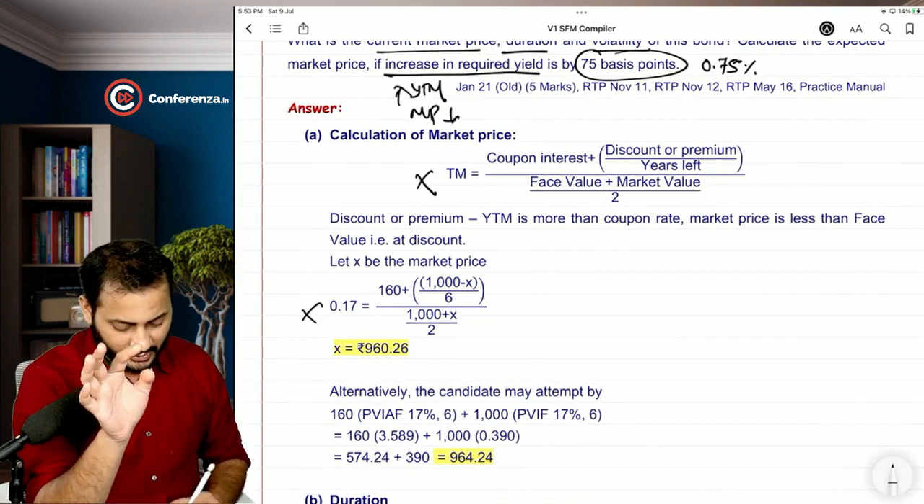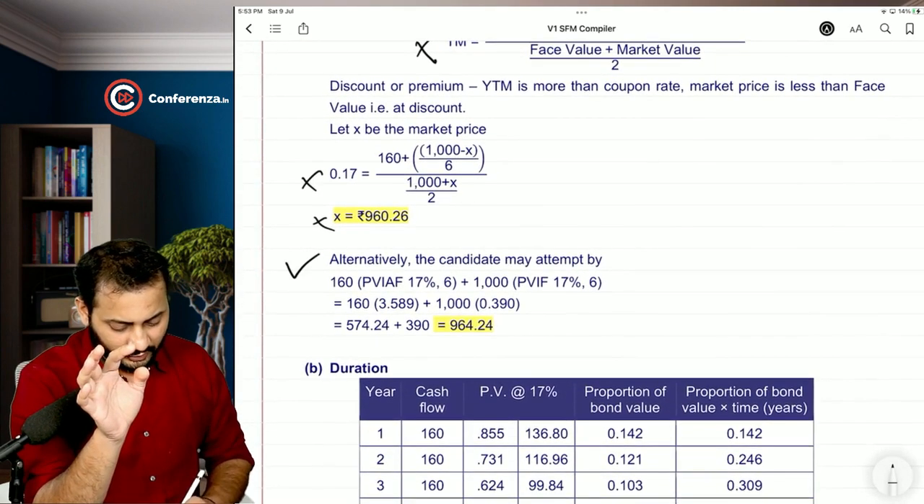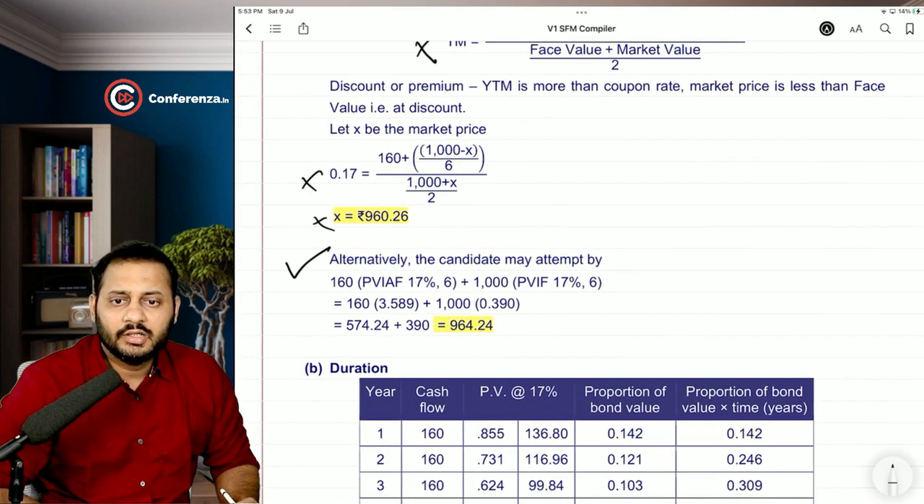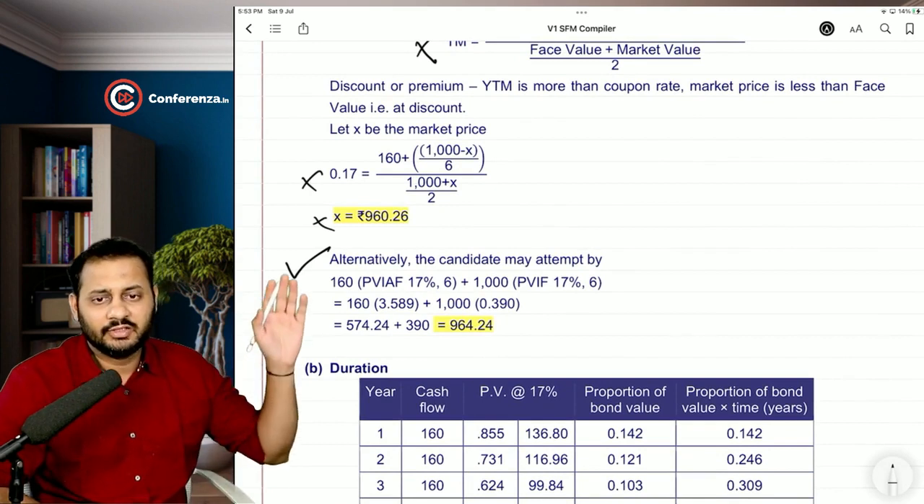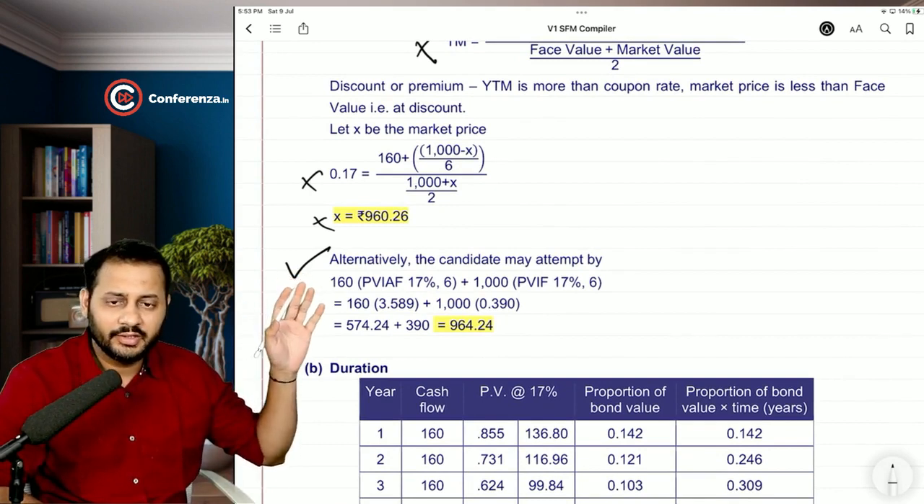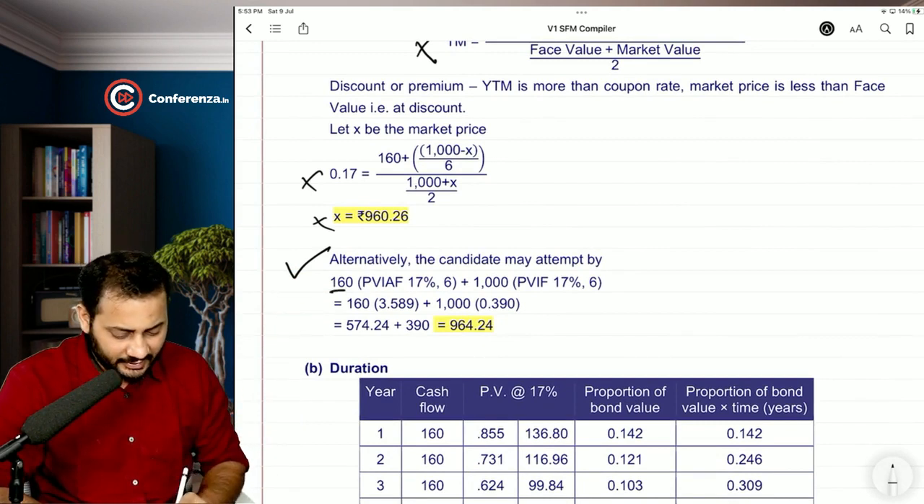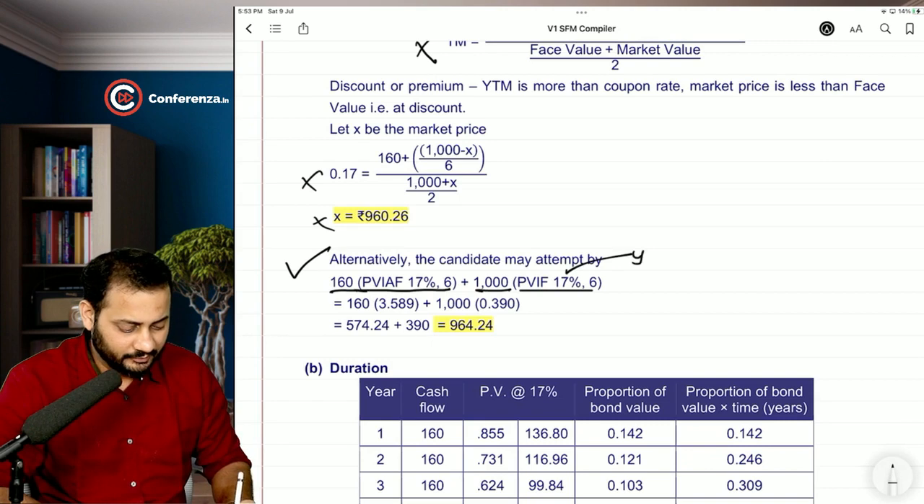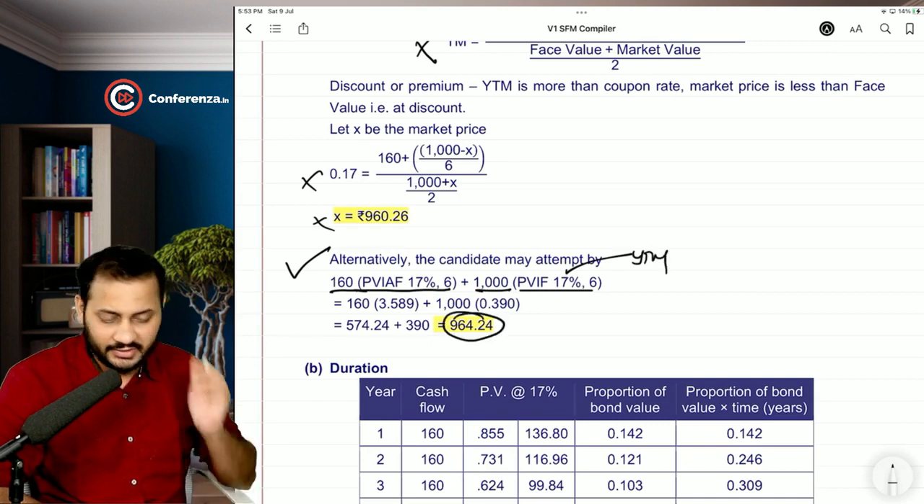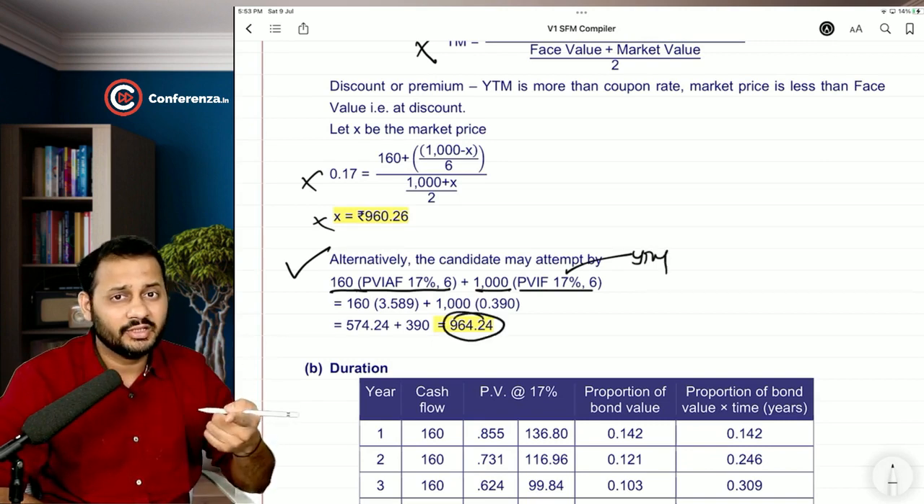One of the worst things that they have done is calculate the market price with the average method. Don't do it. Never ever do it. Follow this approach only, the present value approach. We have seen a lot of questions with that. You can calculate it easily. Just take the interest and then the present value annuity factor, redemption and the present value factor at YTM. You got the market price of 964.24, and then you will calculate the duration.